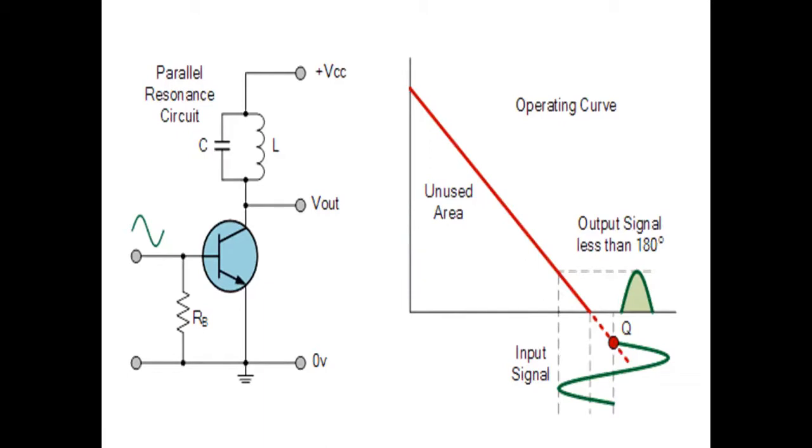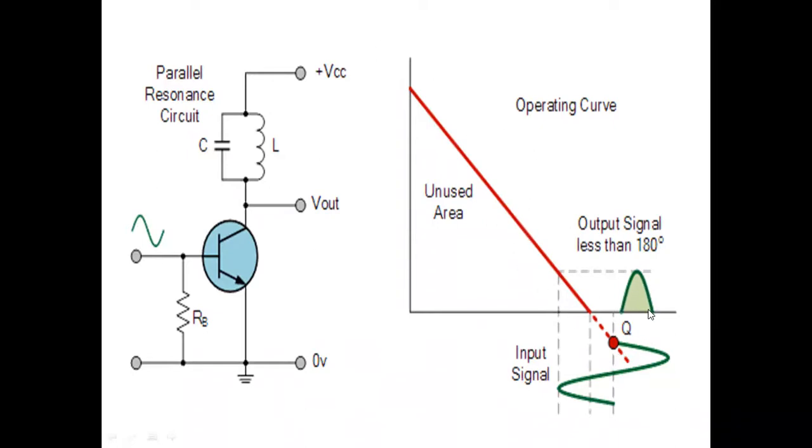Because of this position, the transistor conducts for less than 180 degrees. If the operating point is in the active region, then we have 25 to 50% efficiency. If the operating point is on the x-axis, as in class B, efficiency increases to 78.5%. If the operating point is below the x-axis, in the cutoff region, then efficiency increases, but there is no linearity.